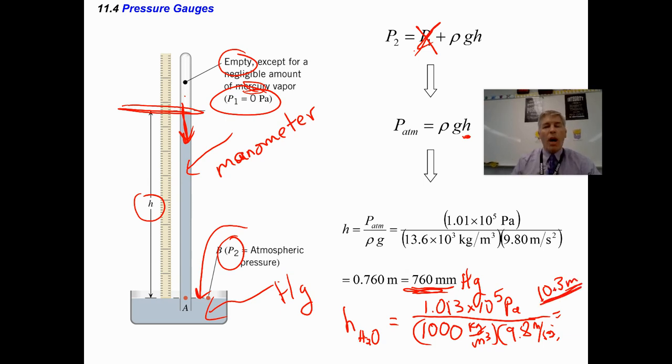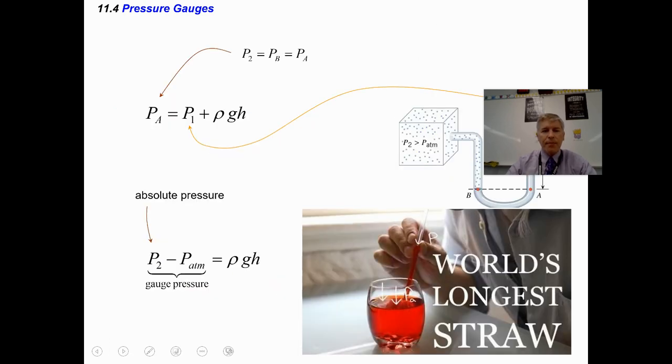So if this was water, you would have to have one that was 10.3 meters tall. You're talking over 30 feet, a building that's over 3 stories tall. It would just be incredibly tall that you'd be dealing with. So you don't usually do it with water, plus water is going to eventually evaporate, so that's just not going to work, but it's an interesting concept.